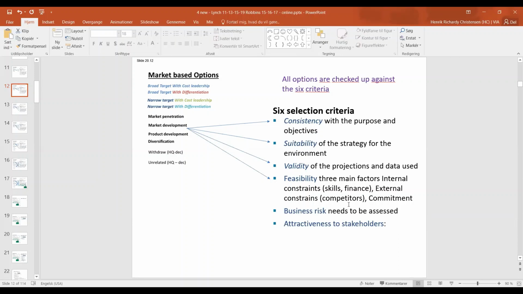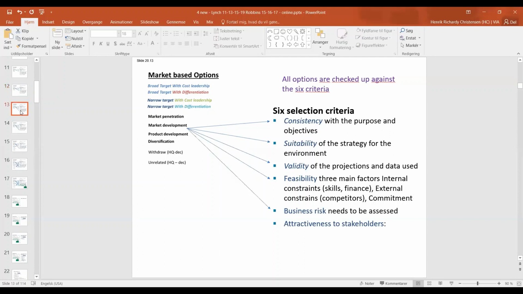And if we want to do it, it means that if we have the internal constraints, we have the skills, we have the finance, but do we also have the commitment of the organization and the people who are going to implement it? So that's also quite important when we're developing an option.